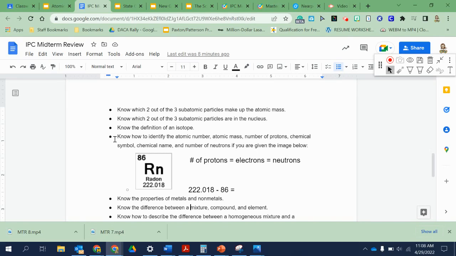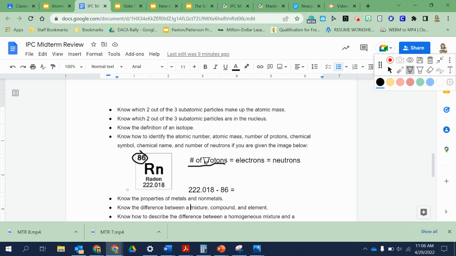So let's move on to the next bullet point. Remember, know how to identify the atomic number, atomic mass, number of protons, chemical symbol, chemical name, and number of neutrons. All right, so really quick, remember right here that the atomic number is this number right here, right? And the definition of the atomic number is the number of protons inside of an atom, right? So in this case, there are 86 protons in radon.